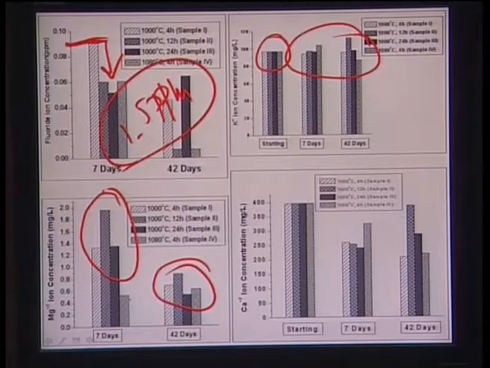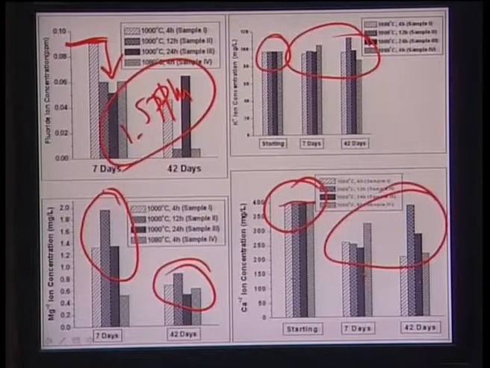The other important thing that you notice is in the calcium ion concentration. The calcium ion in the solution was much higher, but after 7 days and after 42 days, the calcium ion concentration was largely reduced from the starting solution. What does it mean? This means that the calcium ions form calcium phosphate on the material, and therefore the calcium ion content in the solution is reduced.